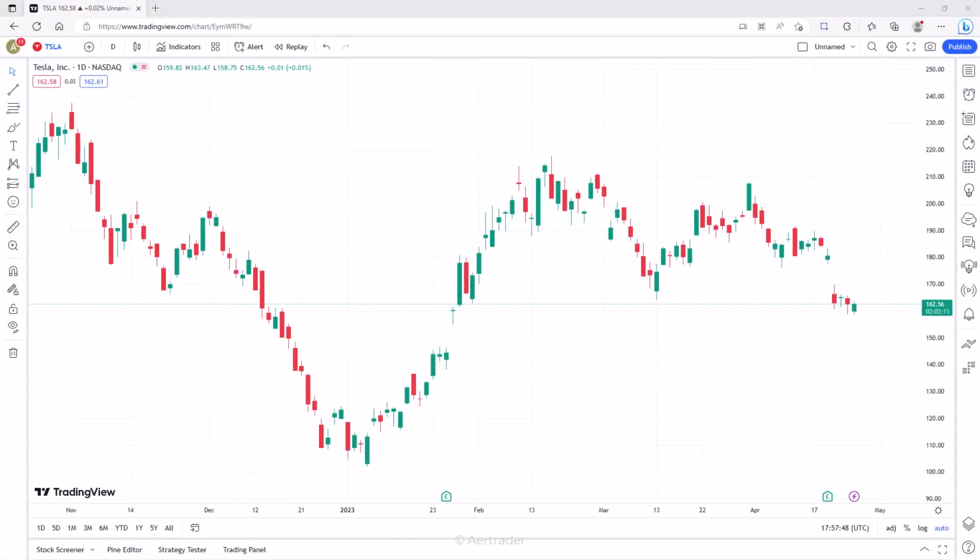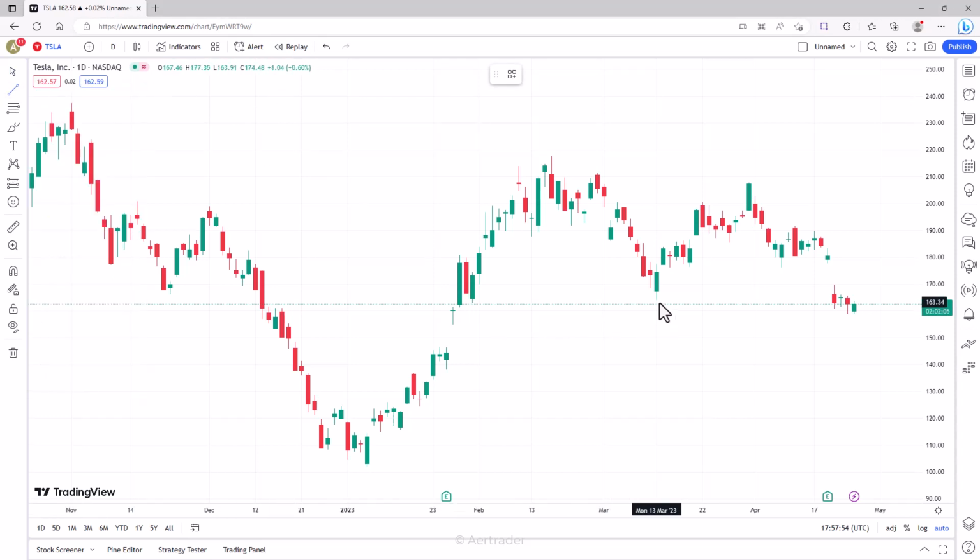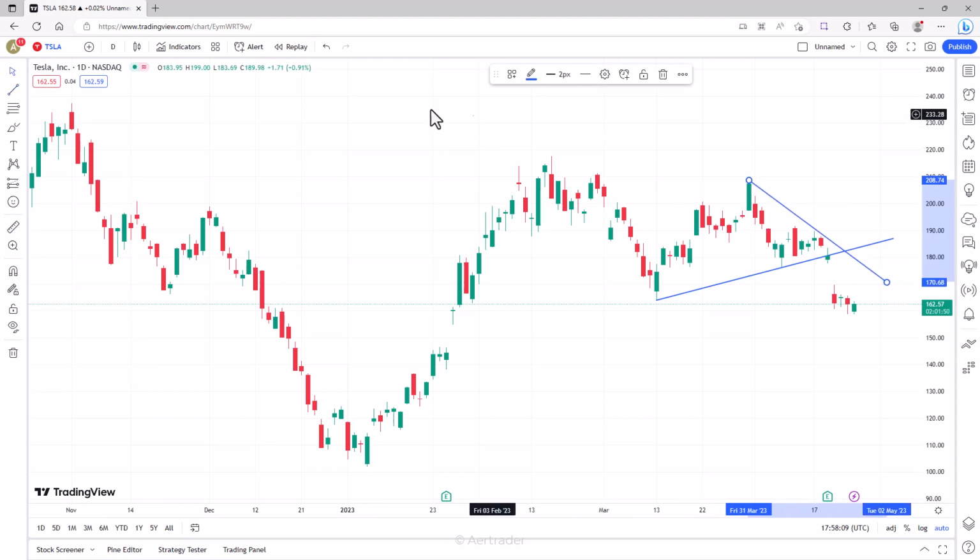Let's draw some trend lines on the chart. Let's click on the trend line tool on the left. Let's select a lower low and a higher low to draw a trend line. Next, let's select a higher high and a lower high to draw our next trend line. Here we've drawn 2 trend lines.